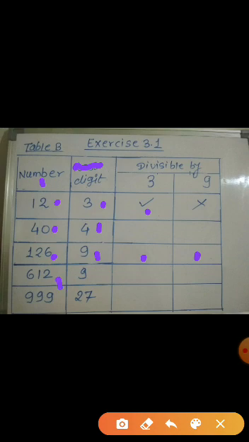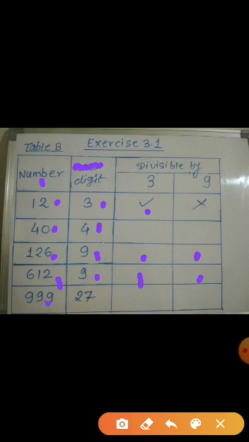Then the next number is 612. Again here, to check its divisibility by 3 or 9, what do we have to do? We have to add all the digits of the given number, isn't it? So 612. What is the sum of its digits? 6 plus 1 plus 2, that is 9. And 9 is divisible by 3 as well as 9. Hence the number is divisible by 3 and 9, isn't it? So we have to put a tick in front of the 3 and 9 columns.